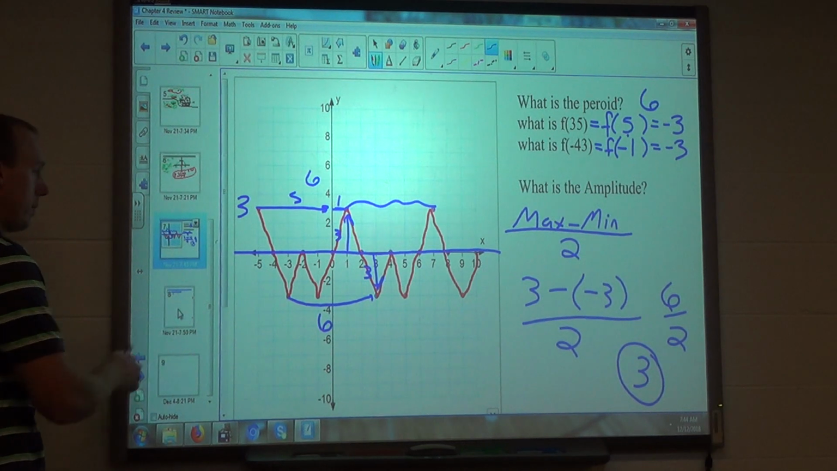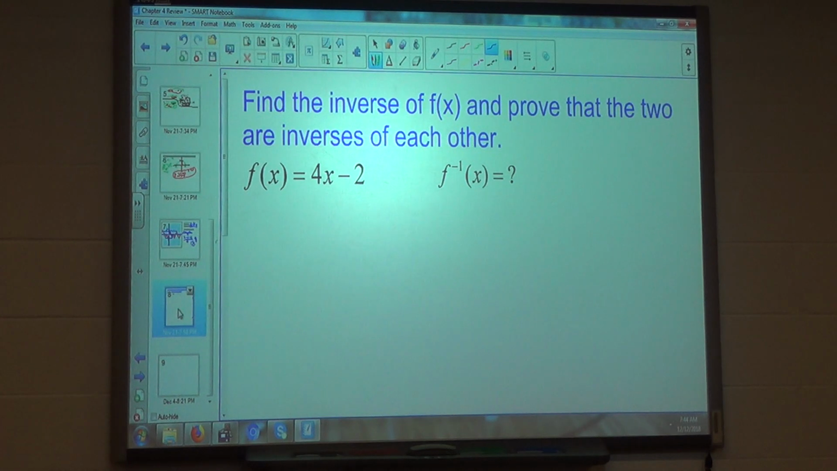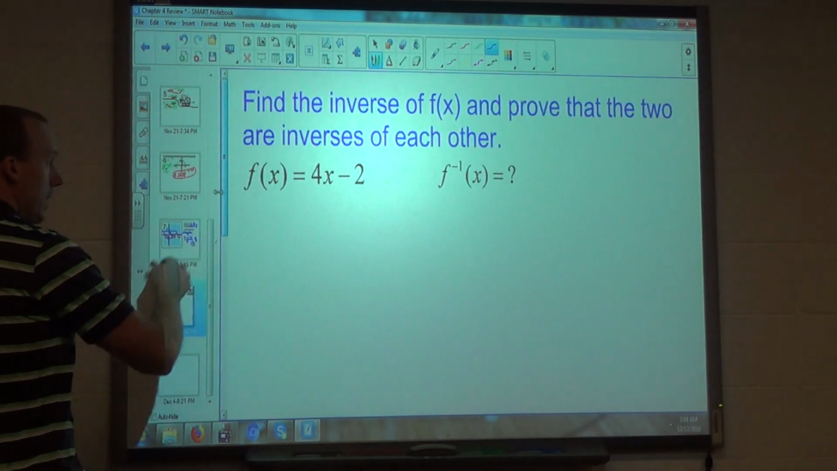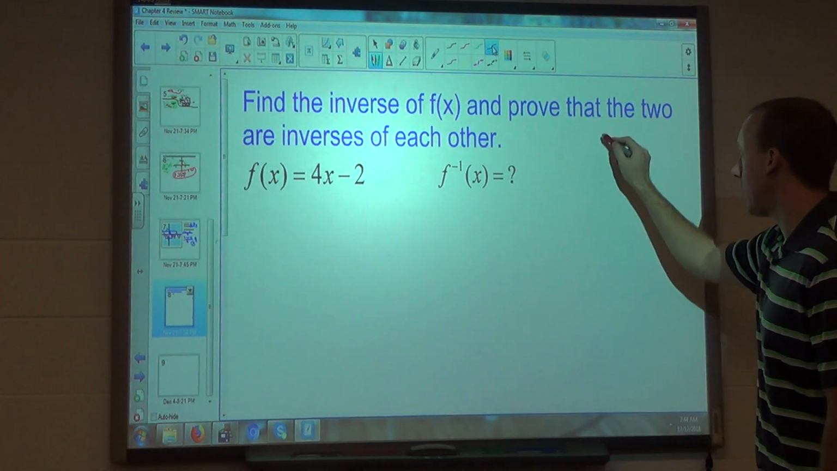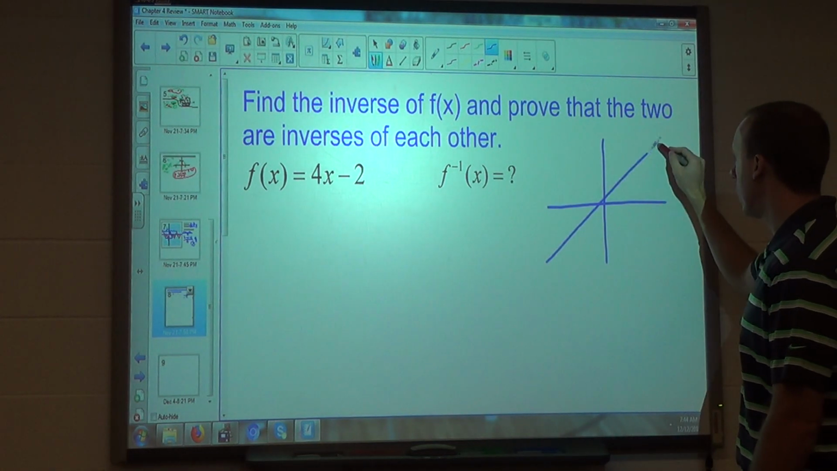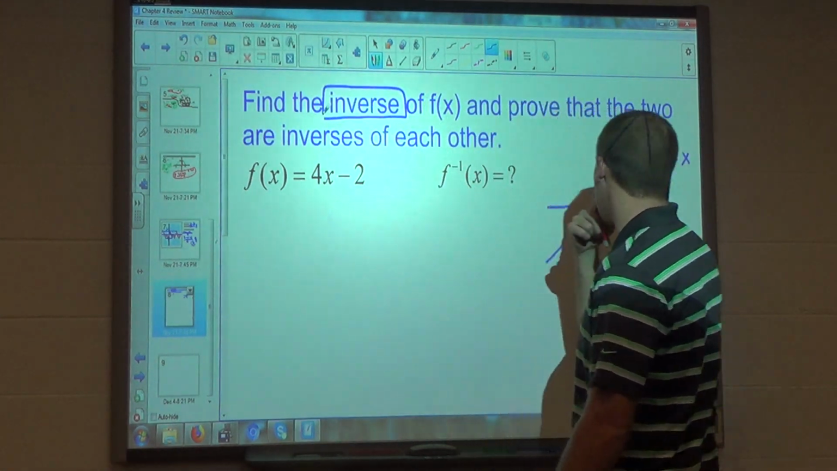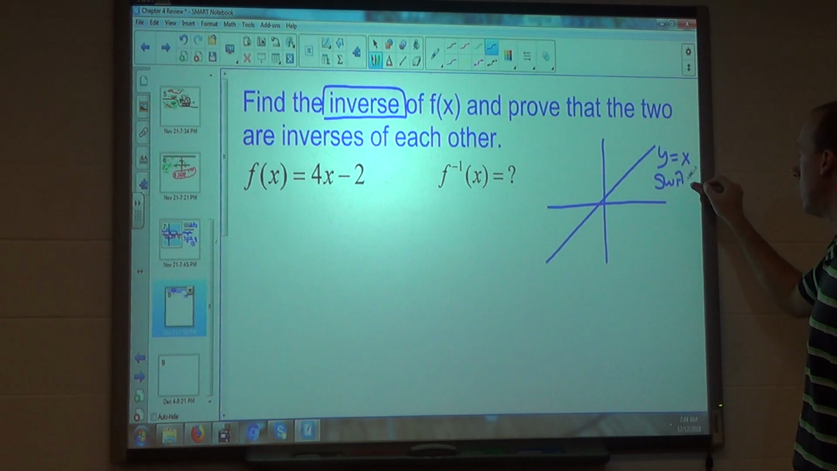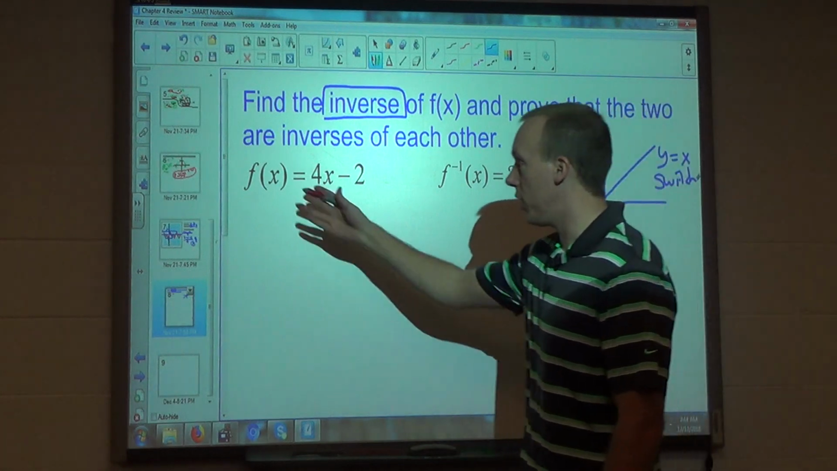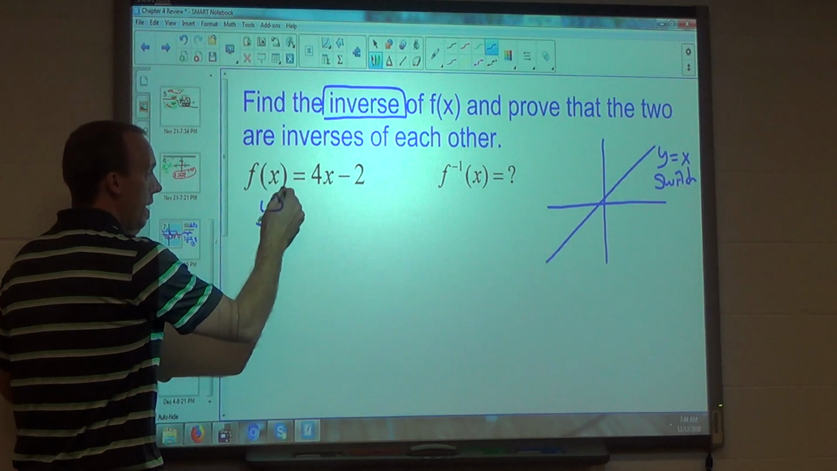Okay, one last problem here. So it says here, find the inverse of f of x and prove that the two are inverses of each other. Okay, so let's find the inverse here. So the inverse, remember from the other day, reflects over the line y equals x. So inverses reflect over the line y equals x, which means anytime you deal with that, you switch your x and your y around. Now in this problem here, I don't have a y yet, but I know f of x is the same as what letter? F of x is equal to y.